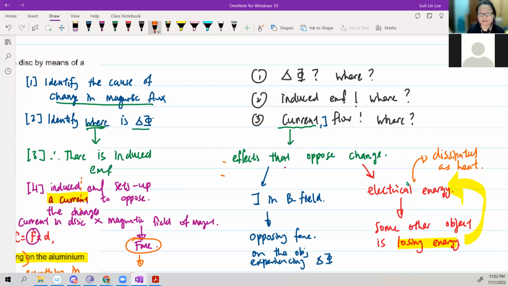So you need to read the question carefully. Sometimes you can use both to explain an outcome. Because if you say something is losing energy and you say opposing force, it feels like friction, right? Friction causes something to lose energy and it dissipates as heat. Yes, it also feels like friction. So depending on the question, the red color is possible, the blue color is possible, sometimes both is okay.